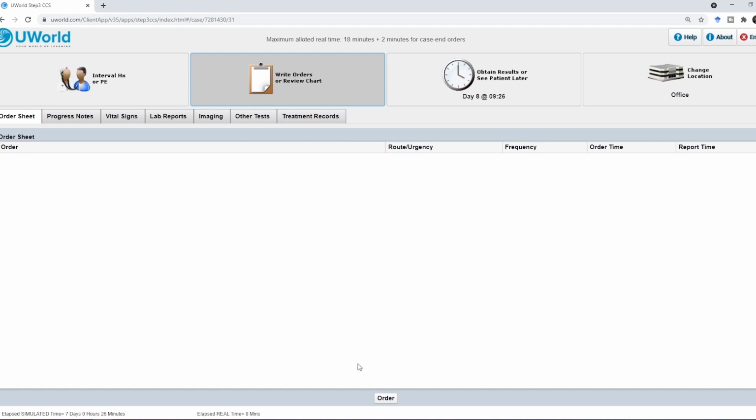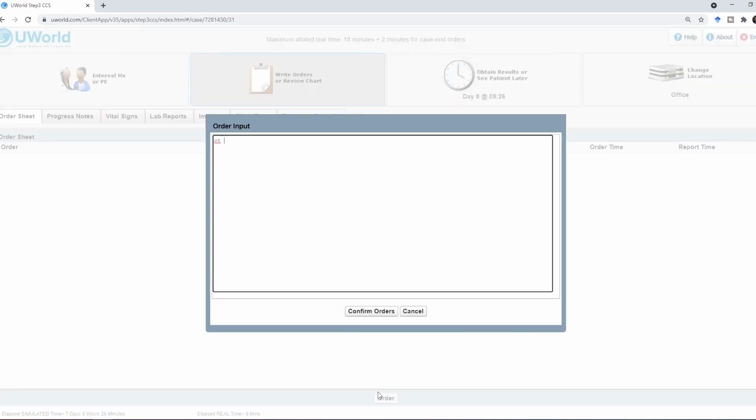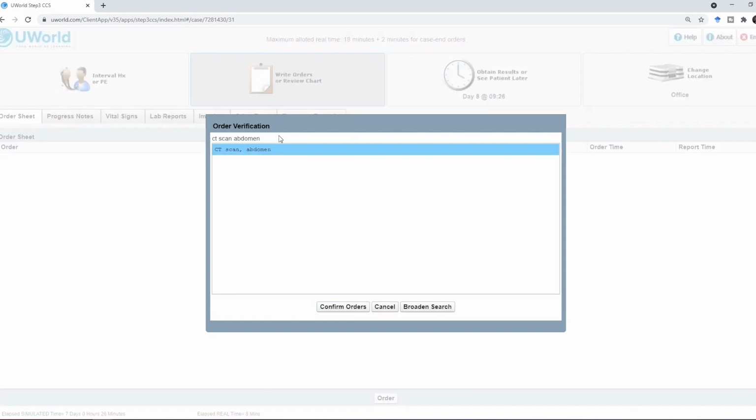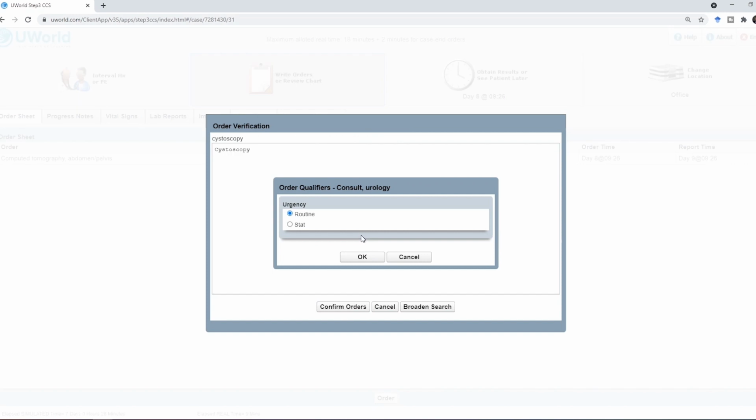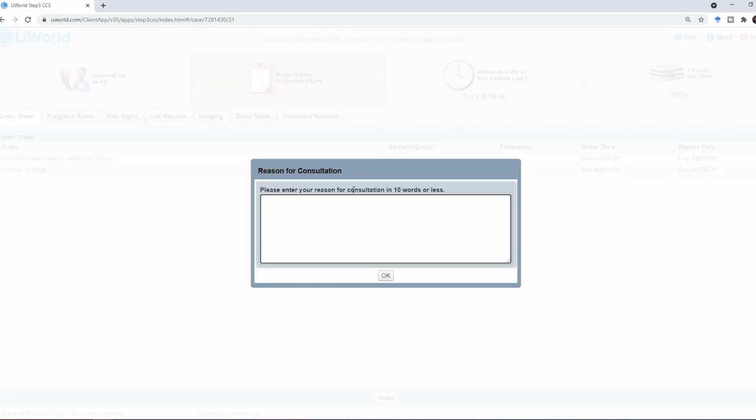So we go to the order tabs, click on order, and here we can type CT scan abdomen and cystoscopy. Click on confirm orders, and you'll see CT scan abdomen, routine, the same for cystoscopy. The cystoscopy requires a urology consult, so you can order urology consult, and here you type the reason for this consultation. You can type something like suspicion for kidney cancer, suspicion for bladder cancer, or red blood cells per urine. Suspicion for cancer, and click OK.